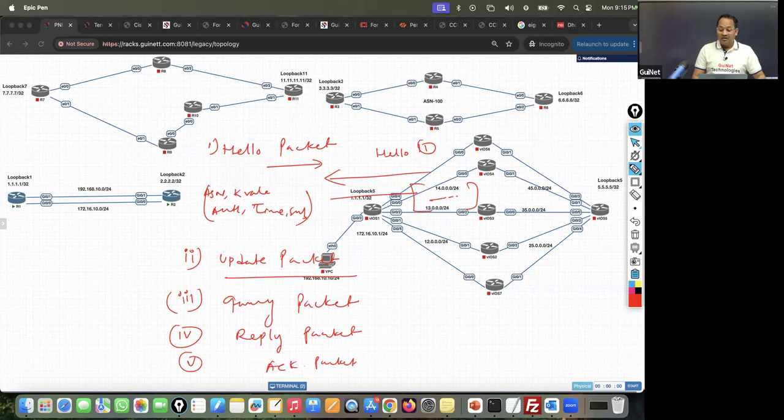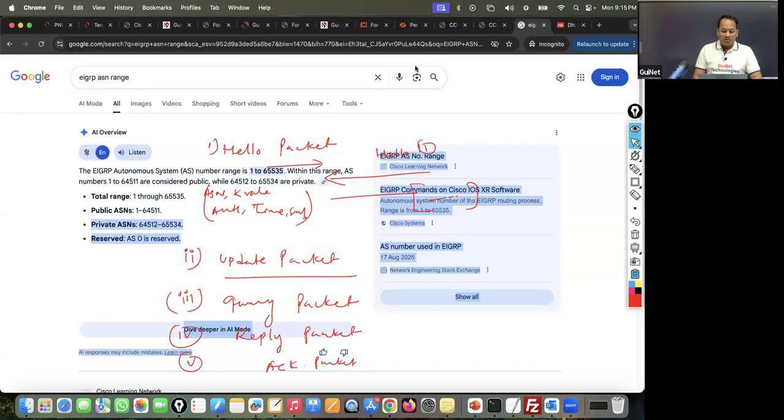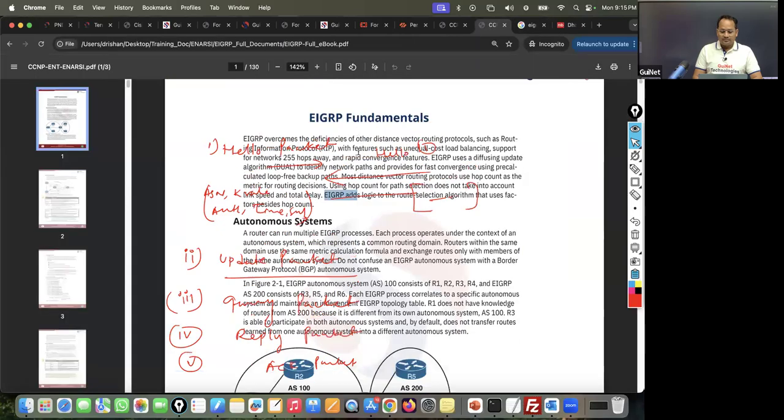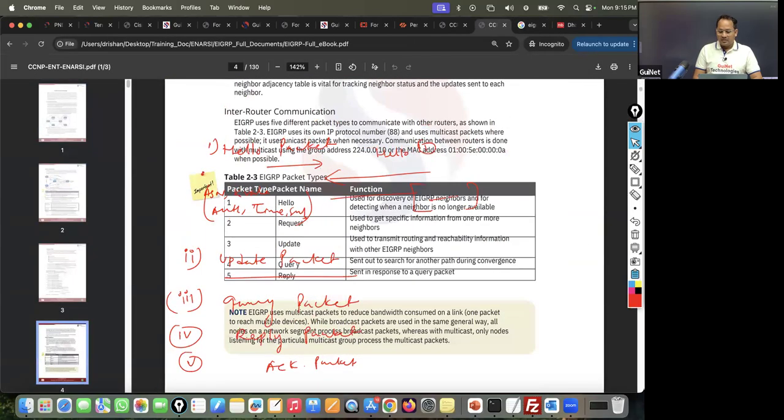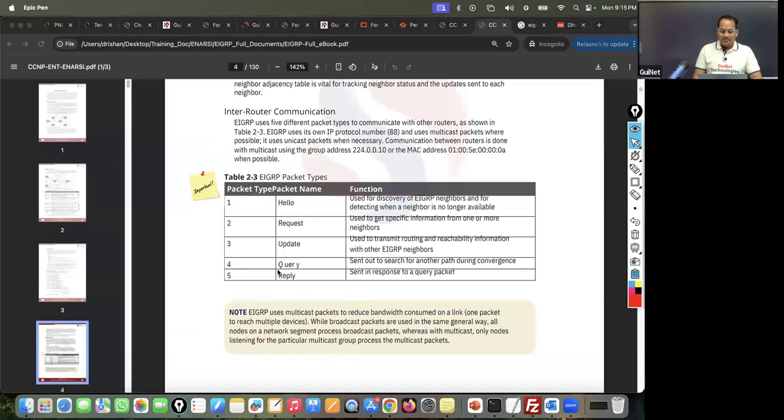So if I go and learn all this, probably it is going to be in my book also. Let me show you. Here you'll see. A little bit different. They have written here, hello. Hello is just going to discover your neighbor. Request update is a little bit confusing here. Specific information I want is replaced by the query packet, and update is to provide all information. Query is if I want additional information, and reply is just the response or acknowledgement.